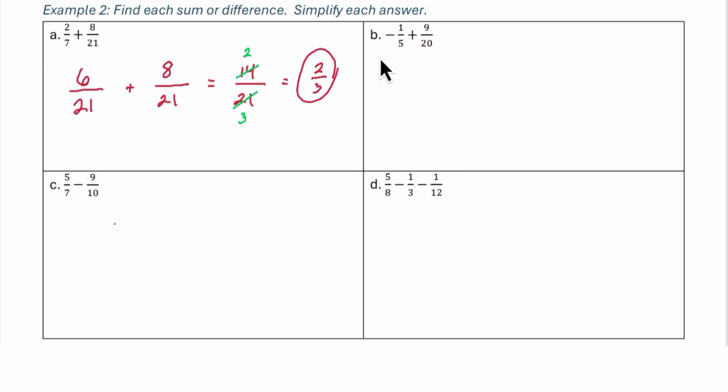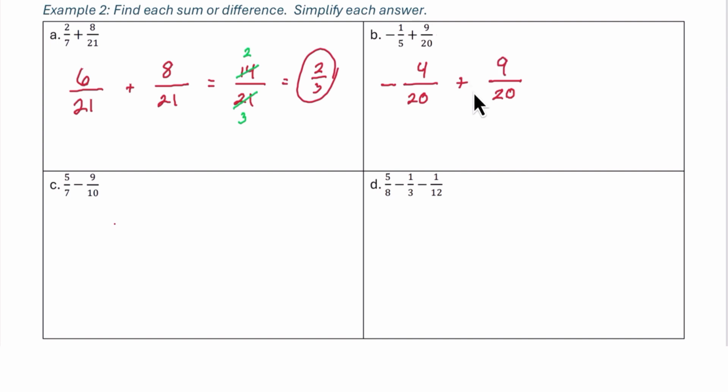In our next example, we have unlike fractions, so we need common denominators. Looking at 5 and 20, the LCD there is 20. So we'll rewrite the denominators with 20. 5 goes into 20 4 times. 4 times 1 is 4. 20 goes into 20 one time. 1 times 9 is 9.